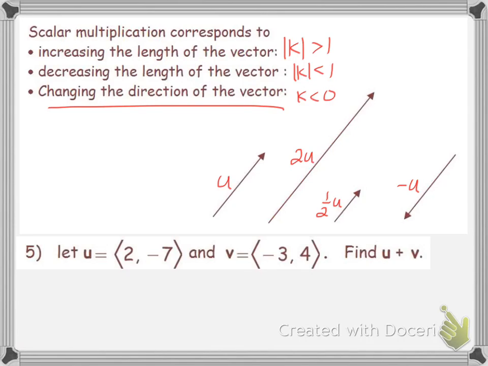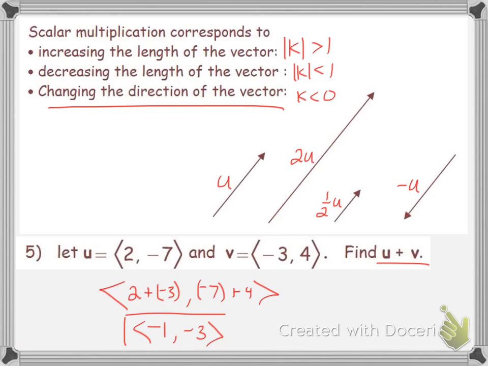So in order to do this first sum, finding the sum of u and v, I have 2 plus -3 for my first component, -7 plus 4 for my second component, so this becomes -1, -3, and that is the new vector. That's the sum of u and v.